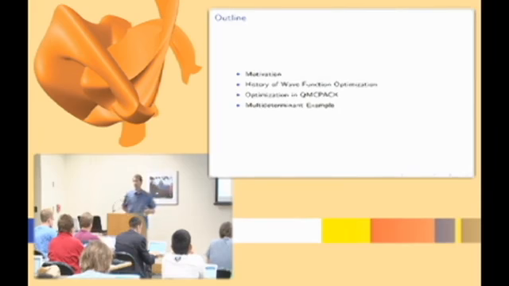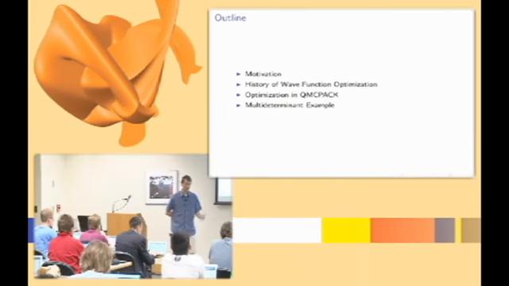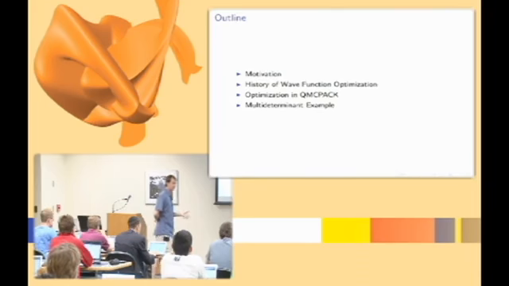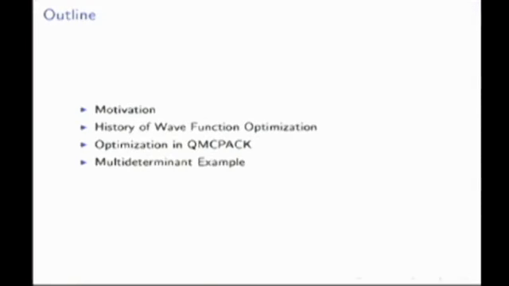I'm going to start with the motivation for optimizing the trial wave function. I'm going to go through a history of wave function optimization, and this will kind of be like short journal club kind of talks. I'll talk about the original VMC calculation that McMillan did, variance minimization that was pioneered by Cyrus Umrigar and coworkers. And then I'll talk a little bit about the energy minimization algorithm, the things that we do in our code QMCPACK. And I'll end up with an example of something that we're able to do using multideterminant expansion and these modern wave function optimization algorithms.